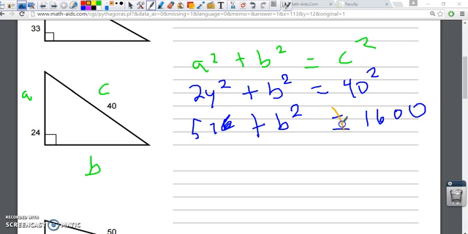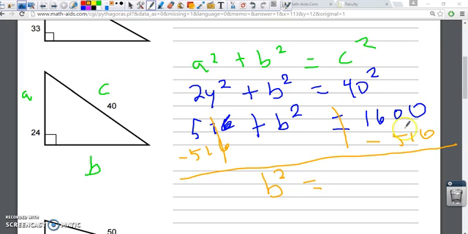Remember, you got to get B by itself by doing the opposite of what you see. So 516 minus 516 from this side. That cancels out, leaving you B squared. And then you do the subtraction. You get 1084. Don't forget, you got to have the square root of it. Square root of 1084 is going to give me 32.92, assuming I did that correct. 32.92, or you can even say 33 at this point.